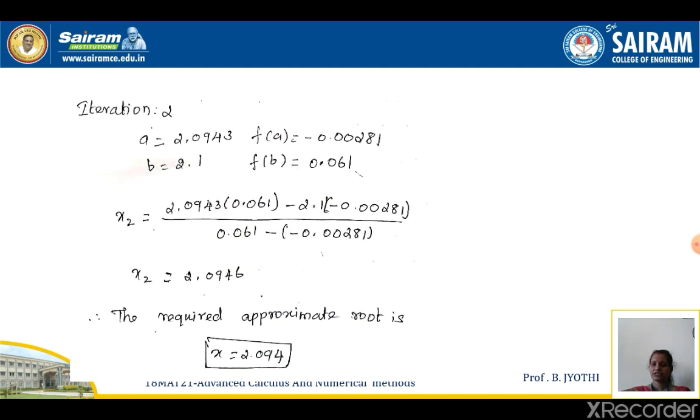In the second iteration, again we are choosing a as 2.0943 and b as 2.1 and compute the x2 value, that gives us 2.0946. As per the requirement in the question, they have asked for 3 decimal places. Therefore, the required approximate root is x equal to 2.094.